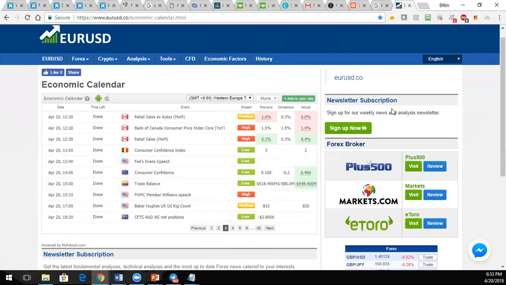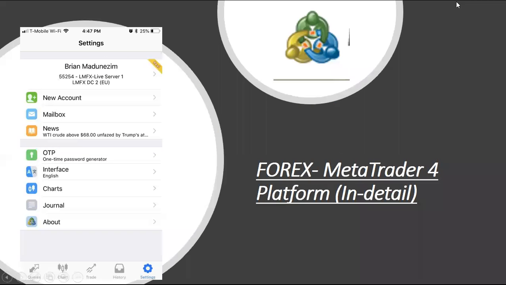That falls under fundamental analysis as well. For our next class, we're going to go over how to connect your broker to your MetaTrader 4 account. But until then, you guys can just practice and look at markups and stuff.